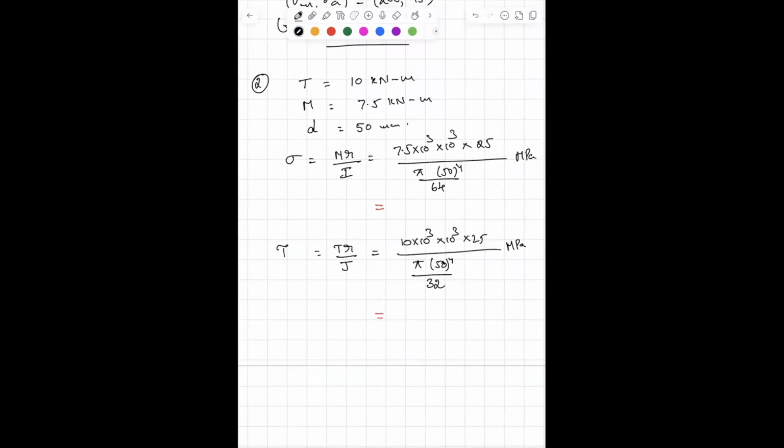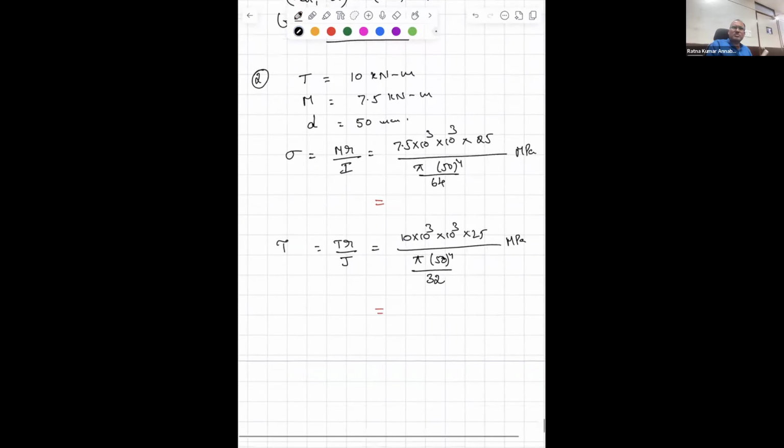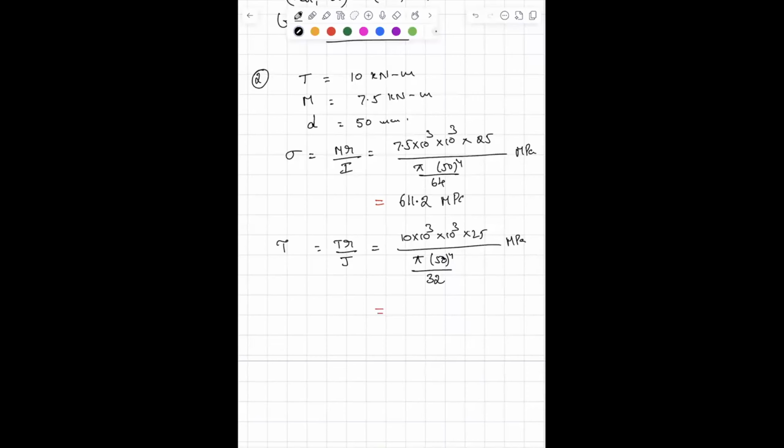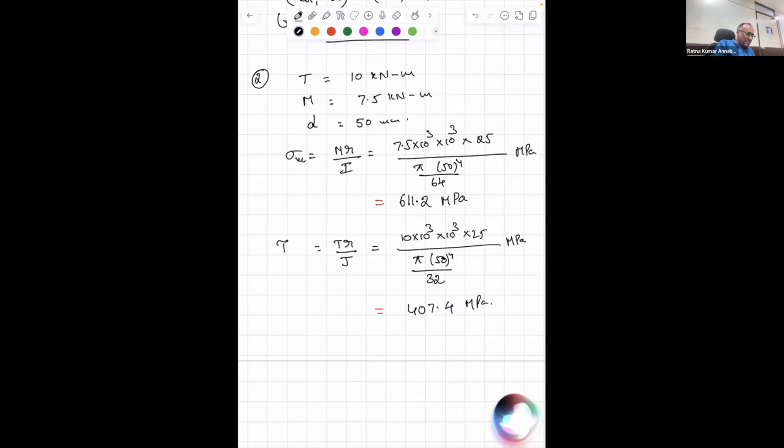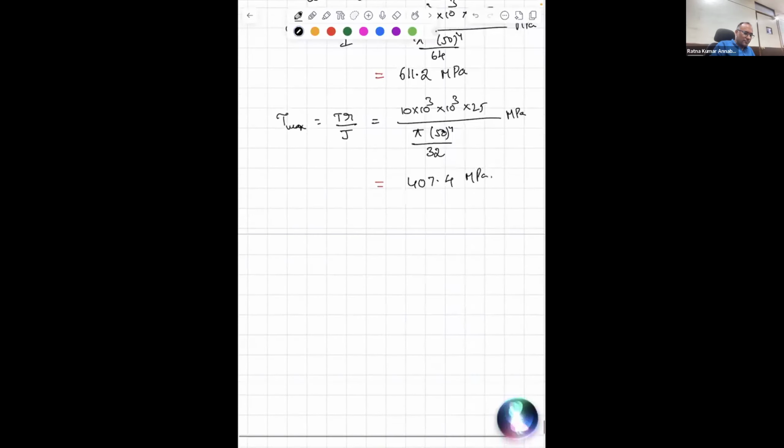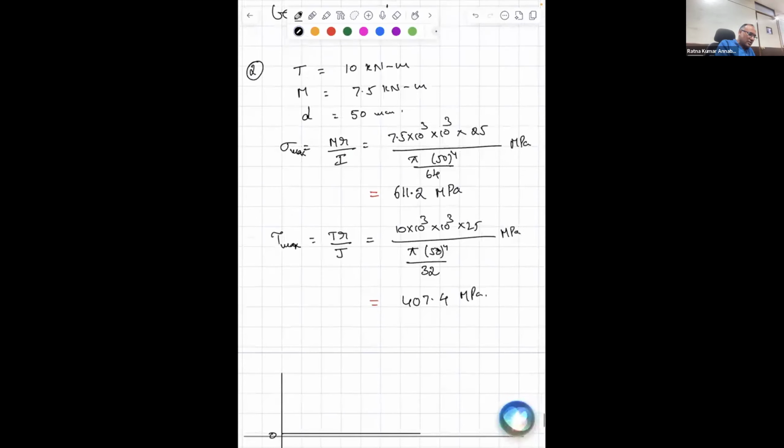Bending stress, I am getting around 611.2 megapascal, sir. Yeah, 611.2 MPa, and tau 407.4 MPa. This is sigma max and tau max, isn't it? Because this is cycling between 0 and maximum. This is T max and this is M max.